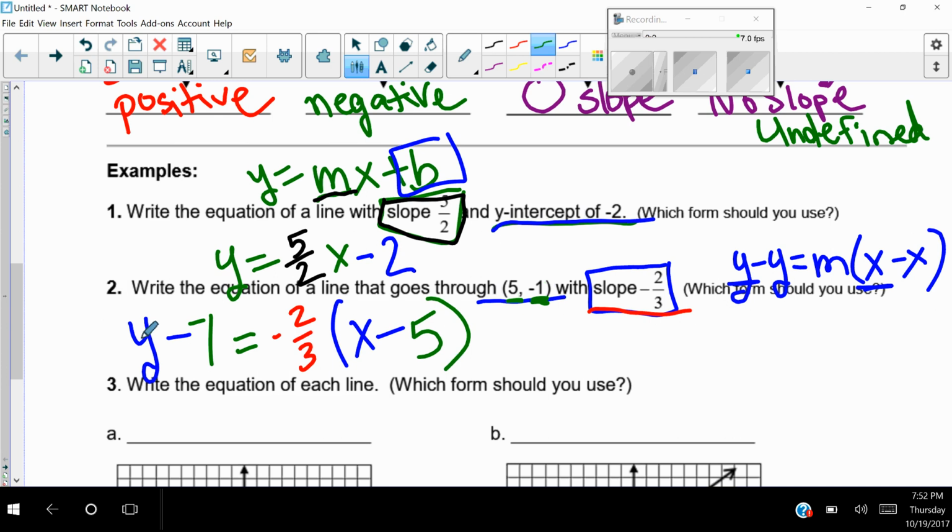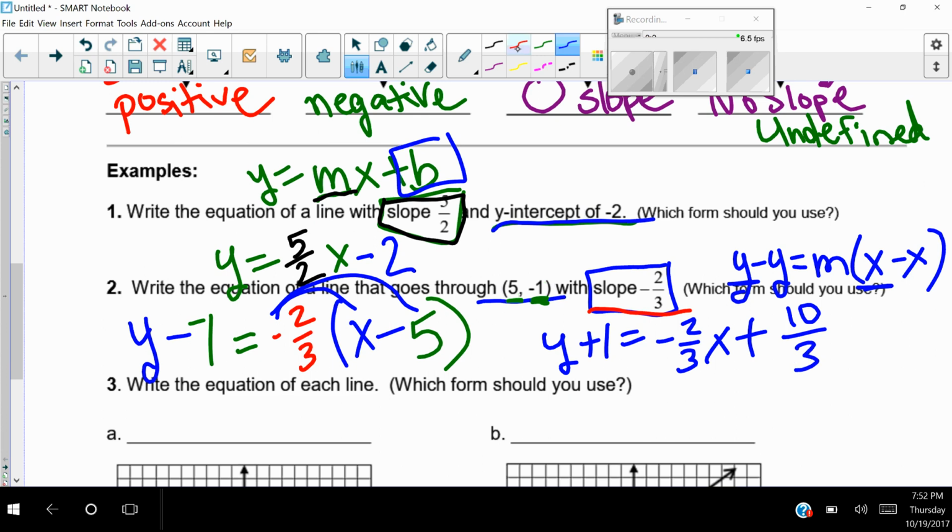Y minus -1 is simplified to y plus 1 is equal to, distribute your -2/3 into your parentheses. So that's -2/3 times x is -2/3 x. And then -2/3 times -5 is going to be a positive, and then we just multiply 2 times 5 is 10 over 3.